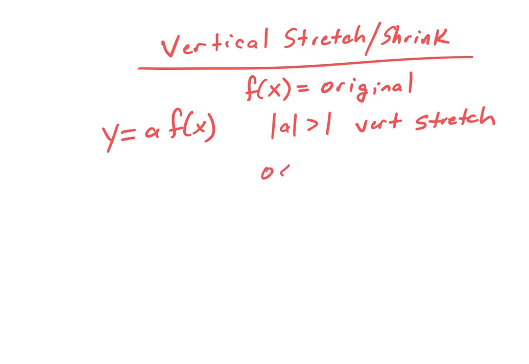if that a value is between 0 and 1. So here we're looking at numbers like a half, a fourth, a third, any fraction or decimal between 0 and 1. We call this a vertical shrink. Okay, and we're talking vertical here.